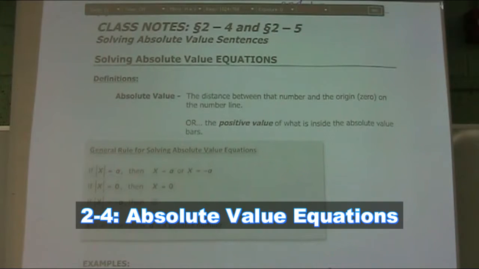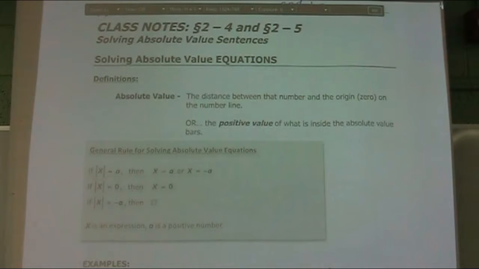Okay, so we're going to start with absolute value equations today. That first means we're going to define absolute value, which is the distance between that number and the origin, or 0, on the number line. Or another way that we think of this is the positive value of what is inside the absolute value bars. And so we're going to talk today about how to solve an absolute value equation.